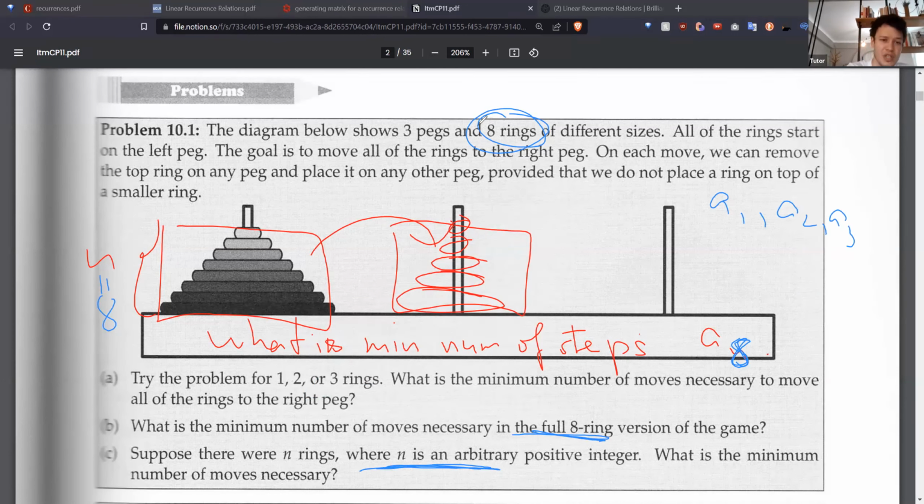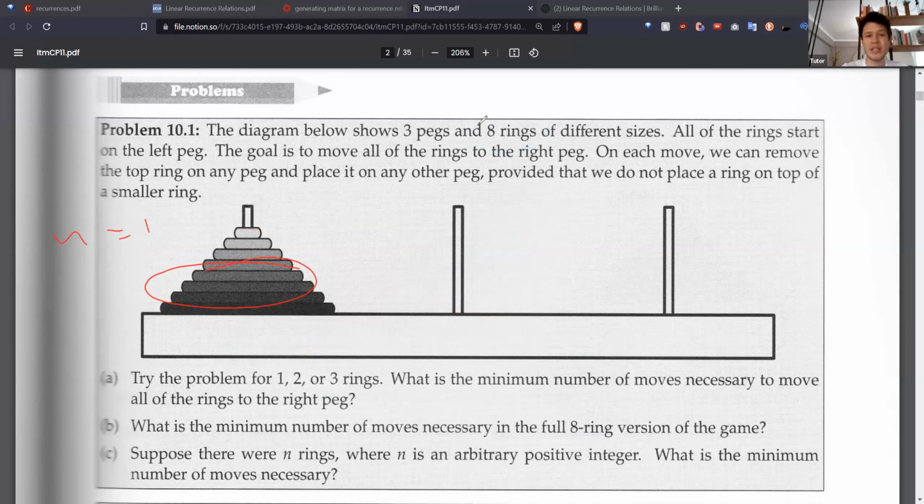For example, if you have just one ring, so n equals 1, how many steps does it take to move this ring here? Well, it's just one step. You make one step and that's it. So a1 is going to be 1. If you have only one ring and you want to move it, it's just going to be one step.